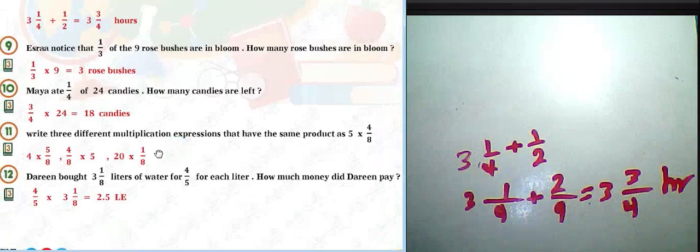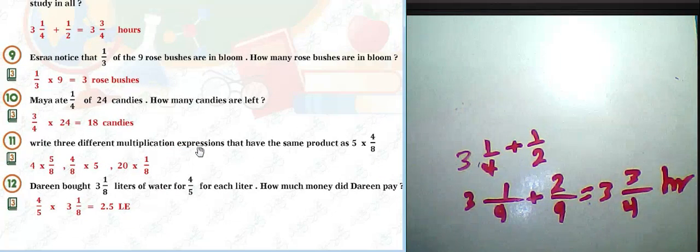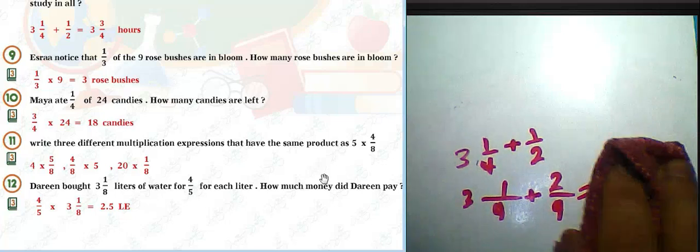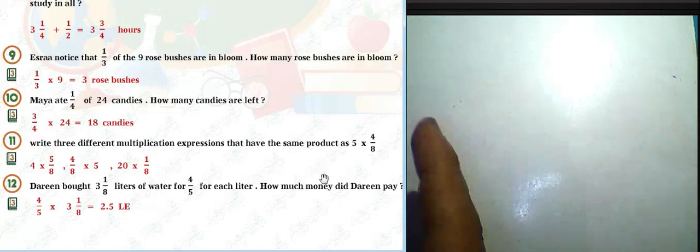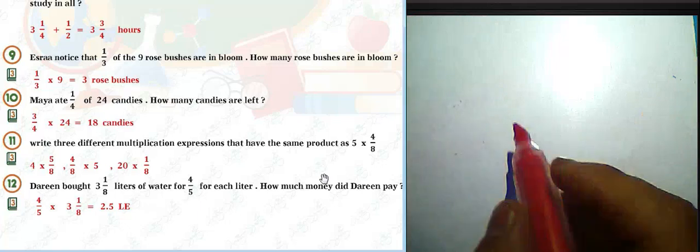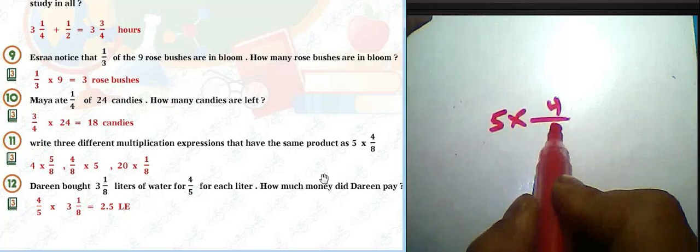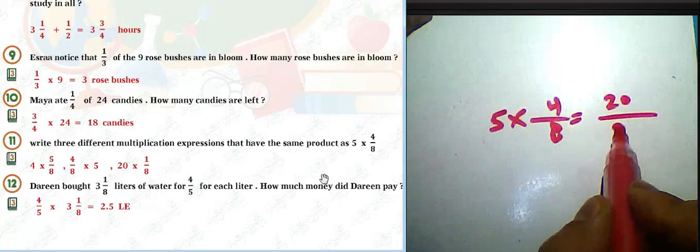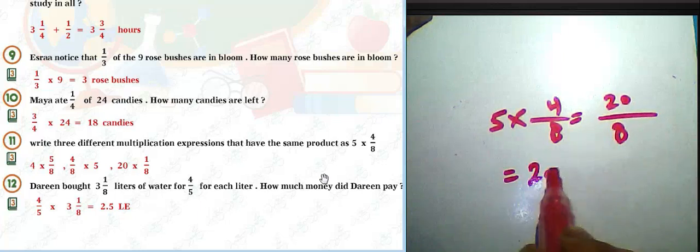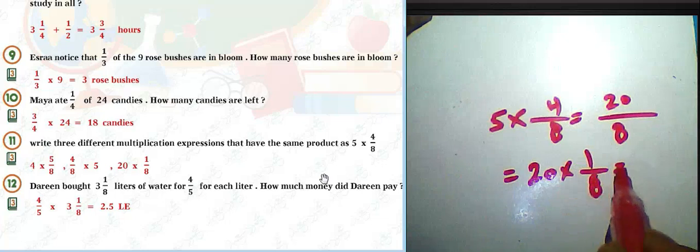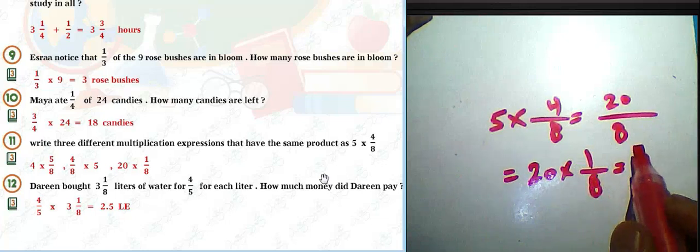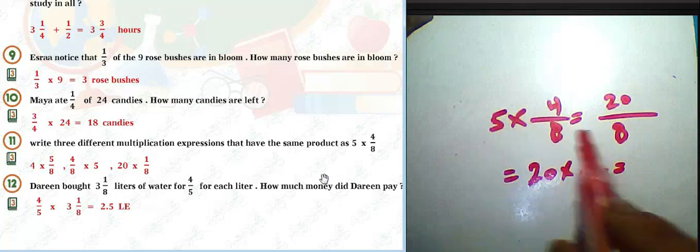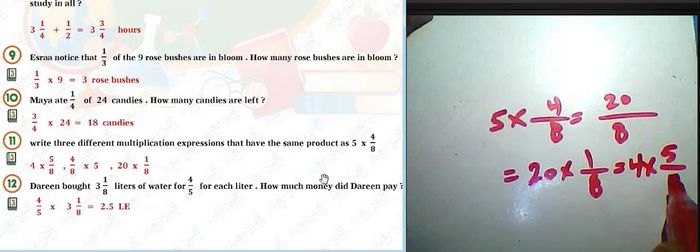Question 18. Write 3 different multiplication expressions that have the same product as 5 multiplied by 4 over 8. We can follow the steps of this example. Look here, 5 times 4 over 8 equals 20 over 8, or 20 times 1 over 8, or you can write 4, replace 4 by 5. Write 4 here times 5 over 8.